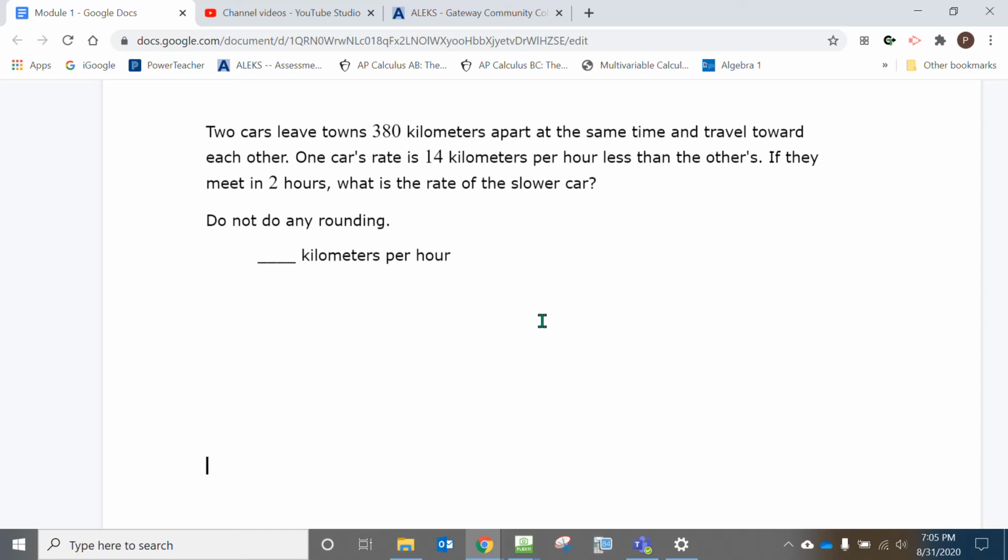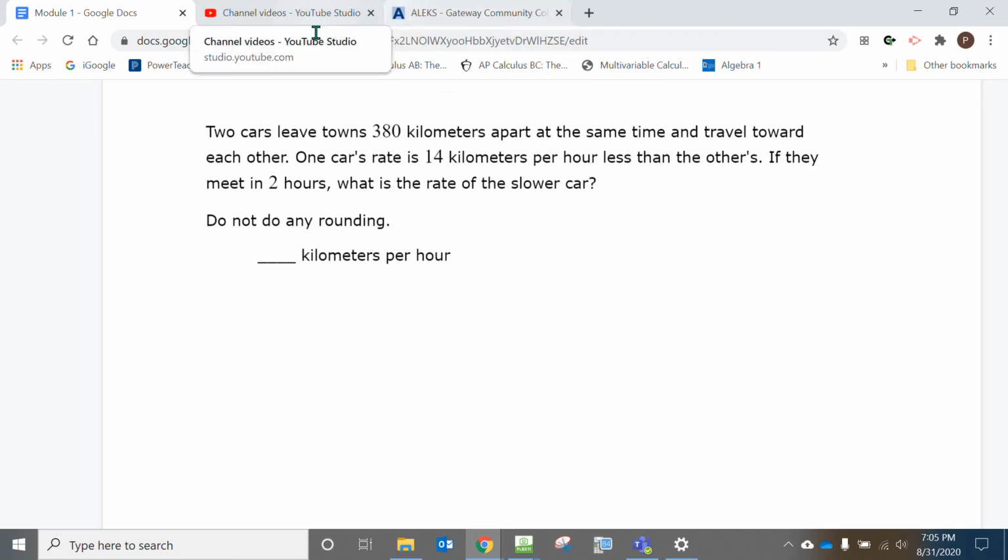So the faster car I'm going to call the rate of x, and the slower car is x minus 14. I got that from here. One car's rate is 14 kilometers per hour less than the other. If they meet in 2 hours, so the time is 2 hours for both, let's find the rate of the slower car.